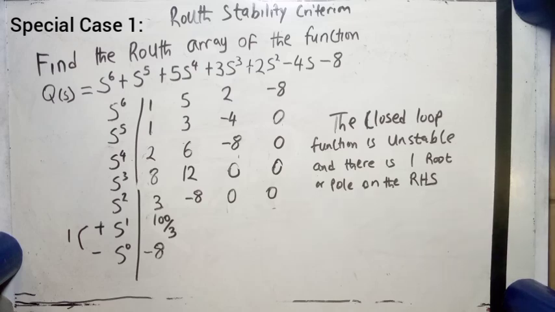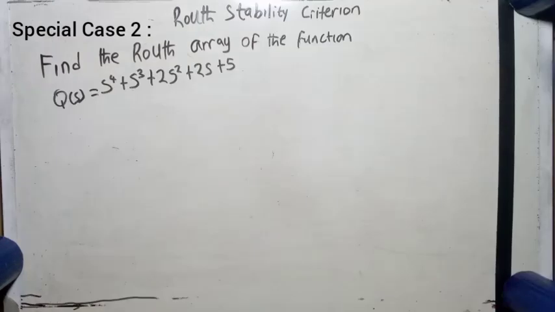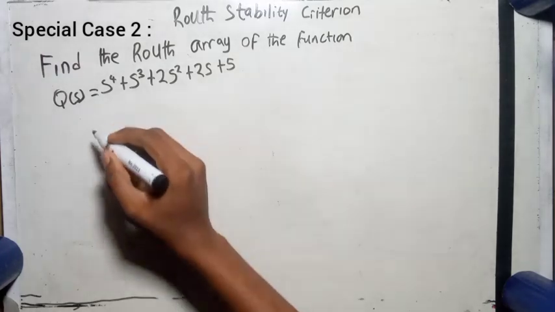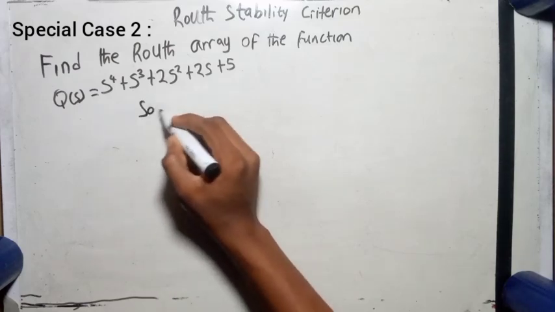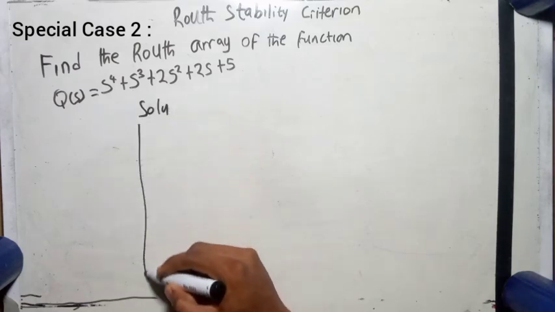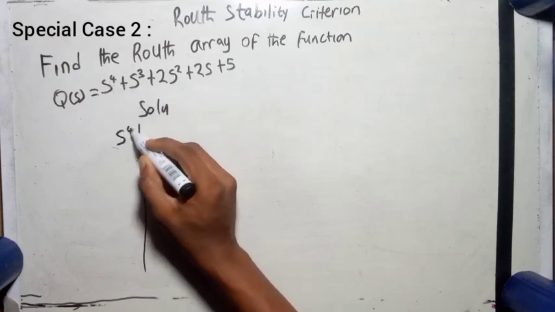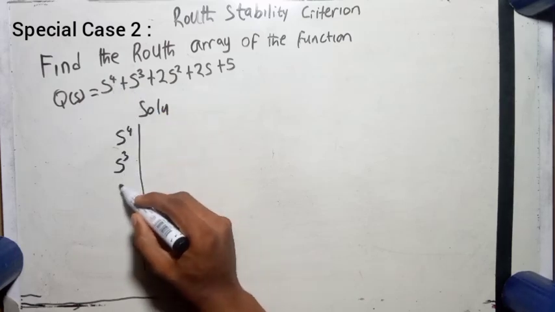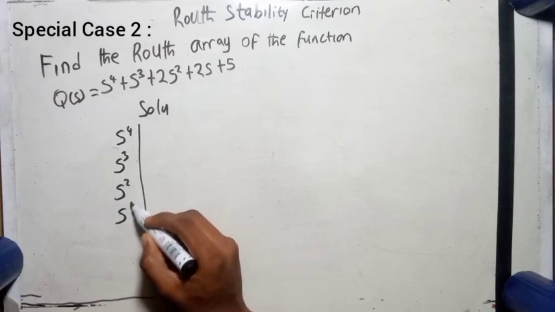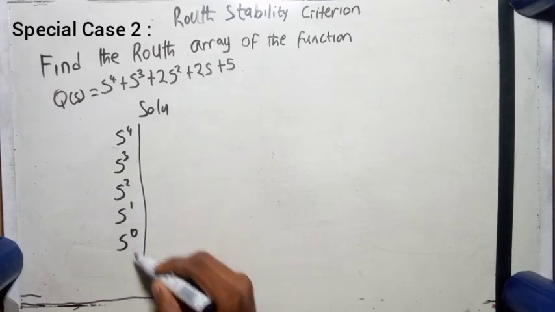Now let's take one more example before we go. The question says find the Routh array of the function Q of s equal to s raised to power 4 plus s raised to power 3 plus 2s raised to power 2 plus 2s plus 5. Now let's start solving. First, we draw our line. Since the highest power here is s4, we start from s4, s3, s2, s1, s0.